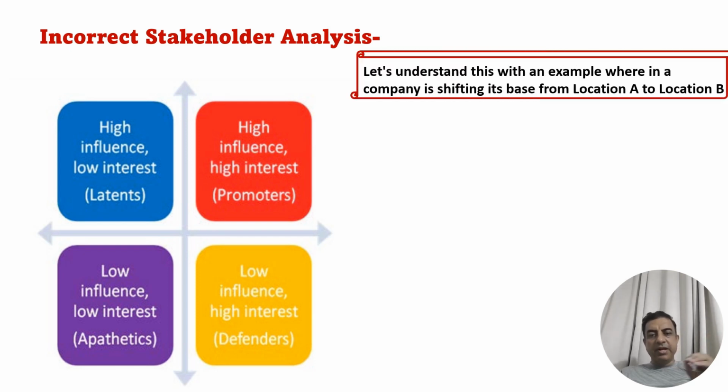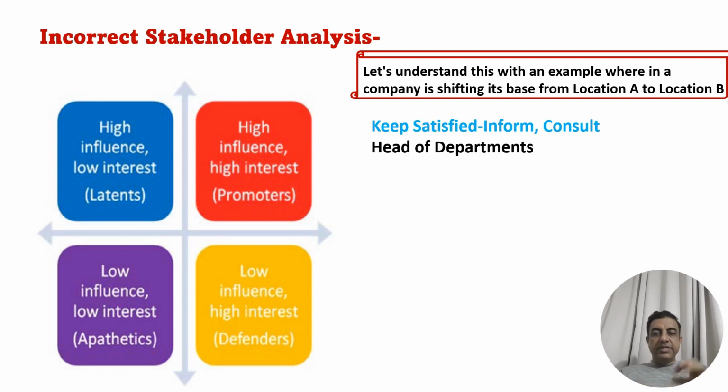Say, for example, your company is moving from one location to another location. There would be these 4 types of stakeholders which will be part of this particular project. So let us see which stakeholders fall into which category. The first one is head of the departments. These are your department heads. They are very high on influence, but they have low interest. Whether you work from location A or location B, they want the end output from their product.